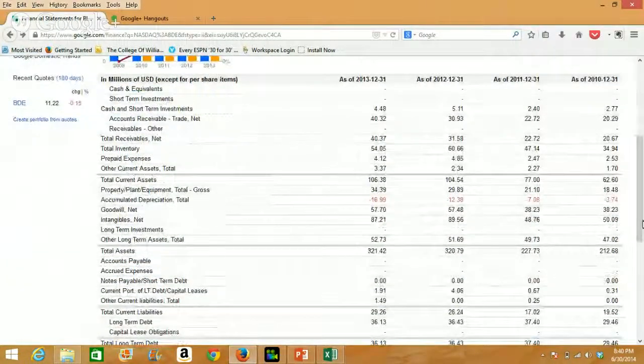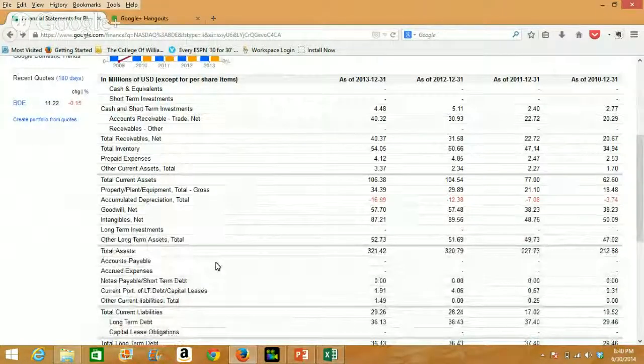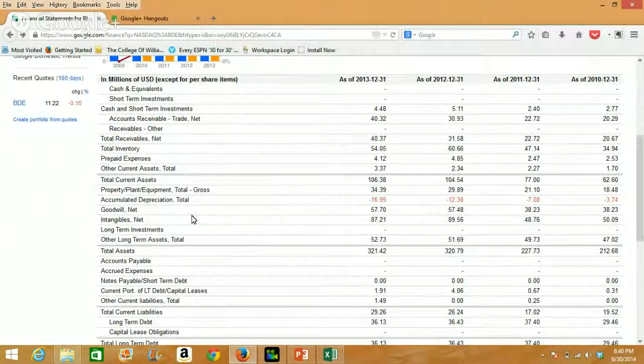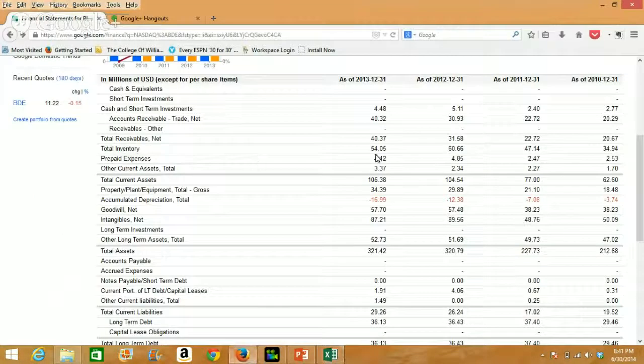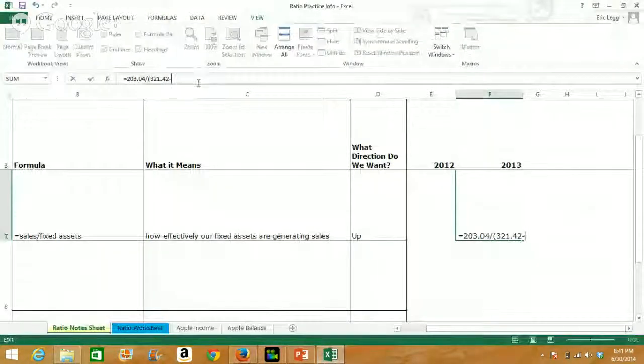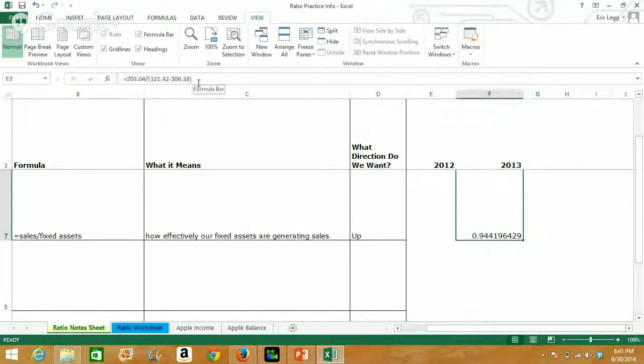And you'll notice here we get one that's slightly tricky, because if you look at this, you don't see fixed assets. You rarely see it by a category on its own. But we know that total assets is fixed plus current. We have total assets here, and we have total current. So to get fixed, we can simply do a subtraction. Our total assets minus our current. So 321.42 minus our current 106.38. Okay, now break it off. Okay, so we get 0.944.